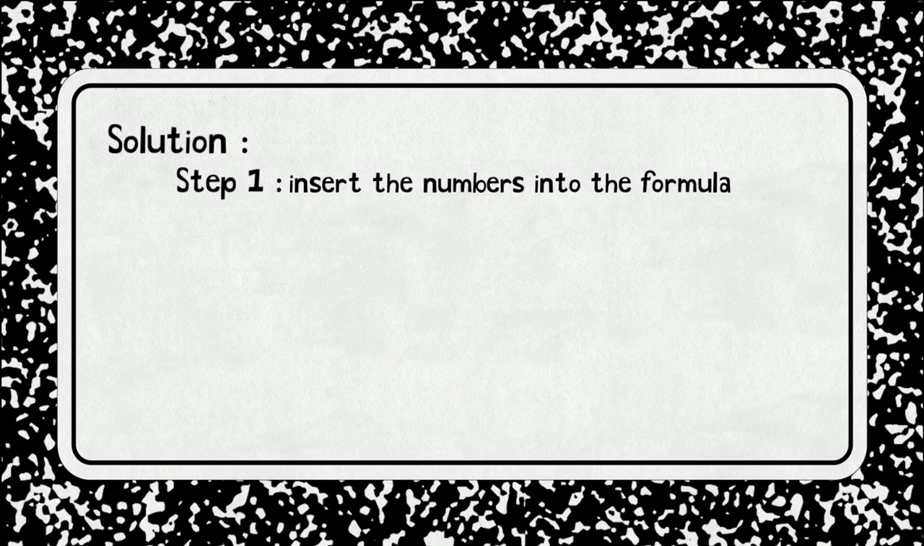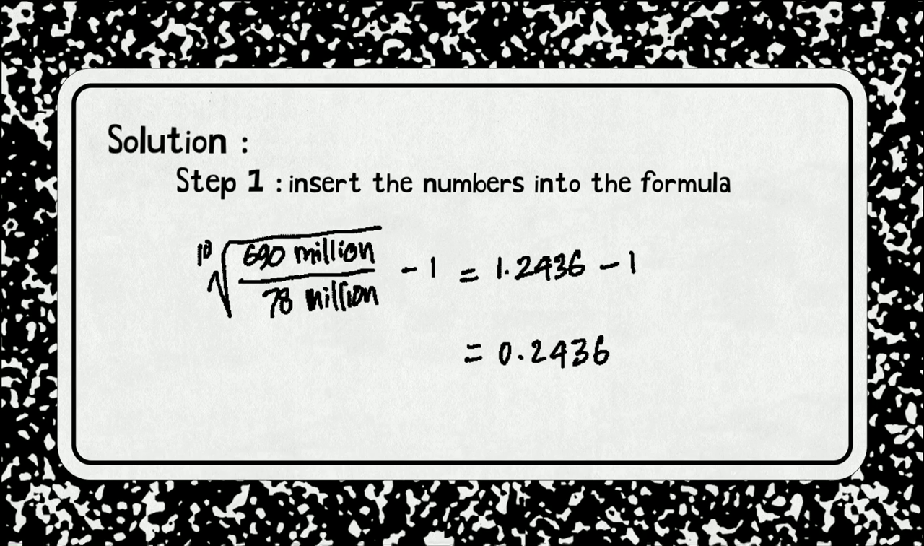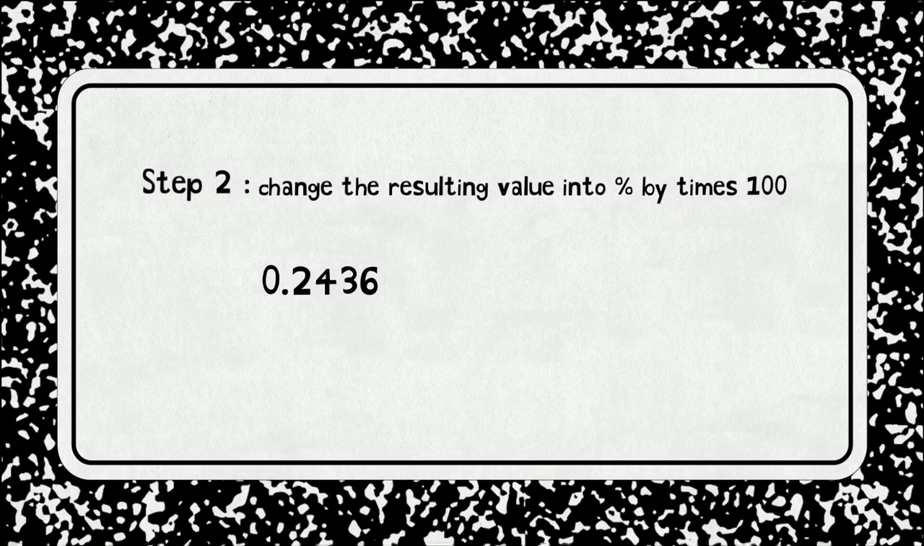Solution. Step 1. Insert the numbers into the formula. So the 10th root of 690 million over 78 million, minus 1, equals 1.2436 minus 1, which equals 0.2436. Step 2. Change the resulting value into percent by times 100. So 0.2436 times 100 equals 24.36%.